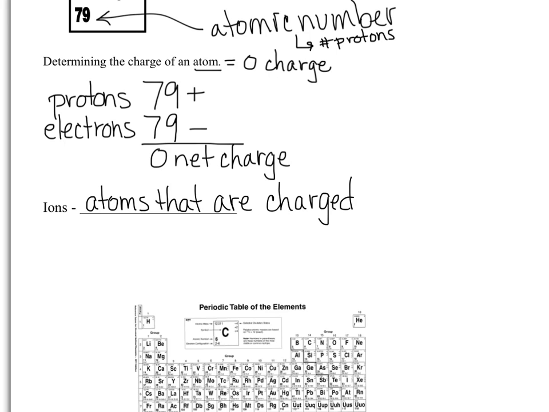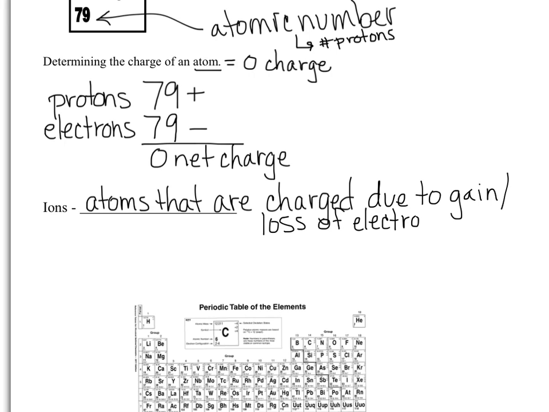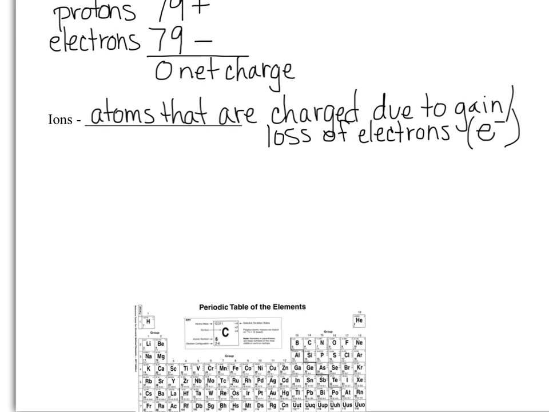In order to have a charge, the only thing that can change are the electrons. We said before that protons define the element, so the number of protons can't change, only the number of electrons. So they're charged, and they're charged due to the gain or loss of electrons. Chemists are really lazy, and they like to abbreviate a lot of things, and electrons are typically e-. So I'll probably end up using that.